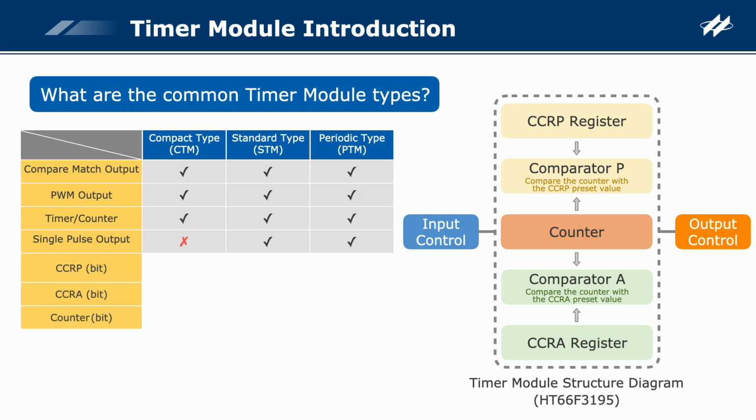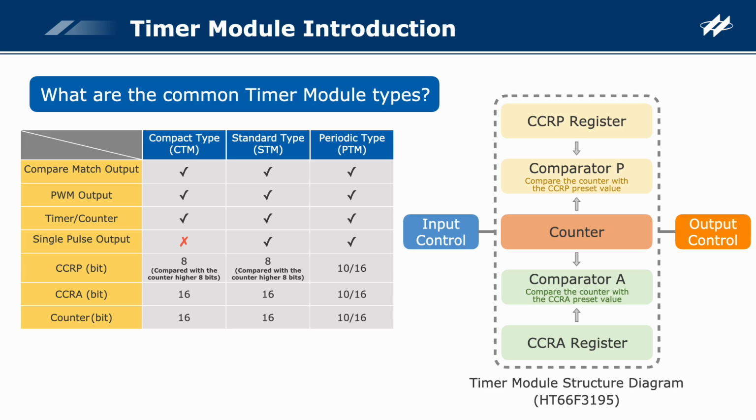In addition, the difference between the timer modules is also reflected in the bit width of the CCRA and CCRP. The counter and the CCRA register of the compact and standard type timer modules are 16-bit wide and the CCRP register is 8-bit wide. The CCRP is compared with the higher 8 bits in the counter while the CCRA is compared with all counter bits.